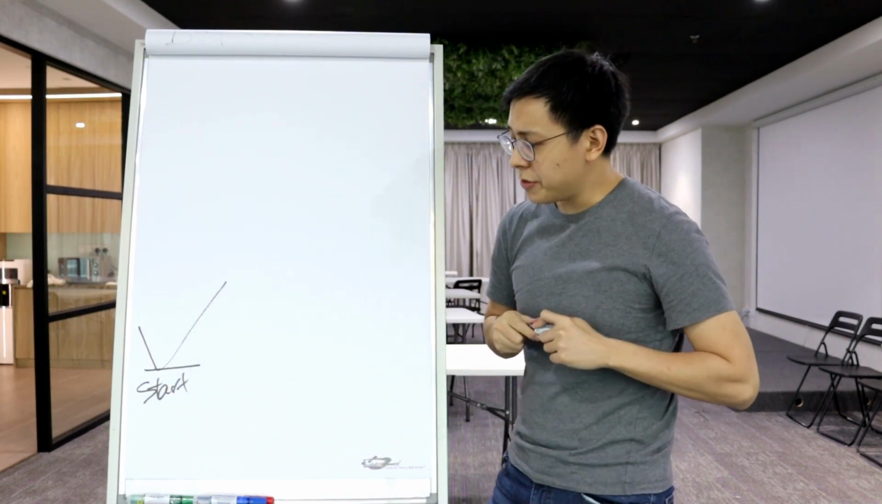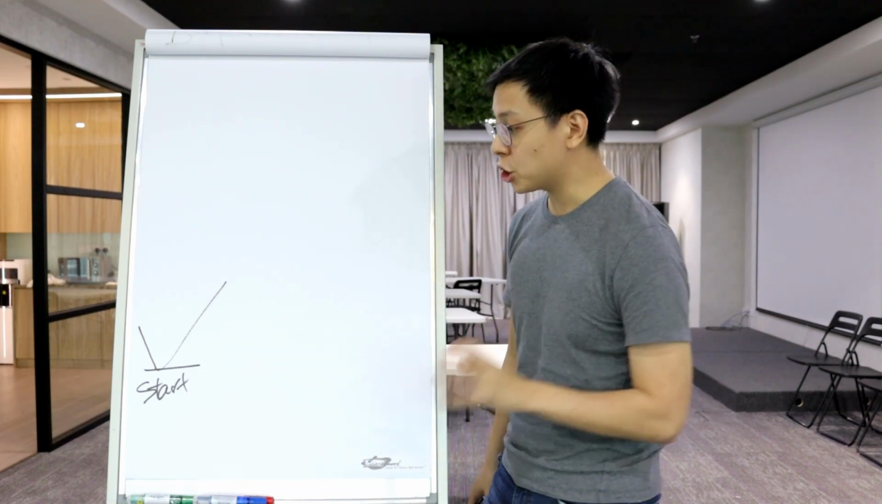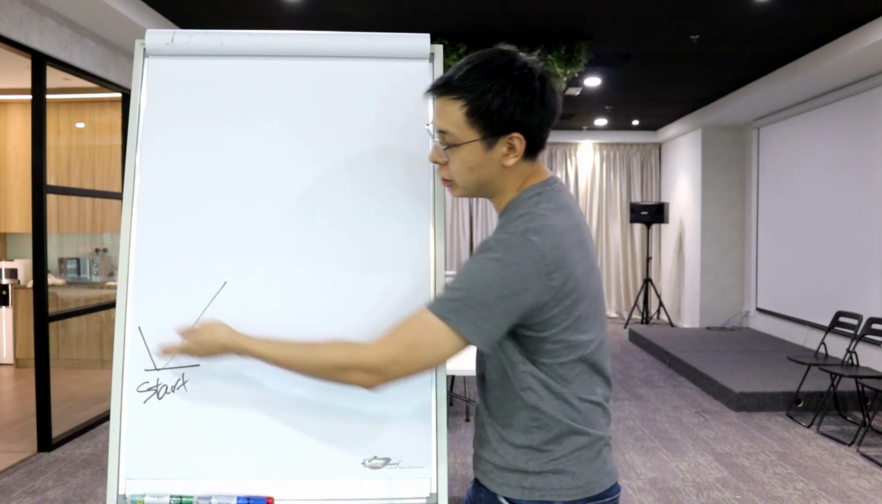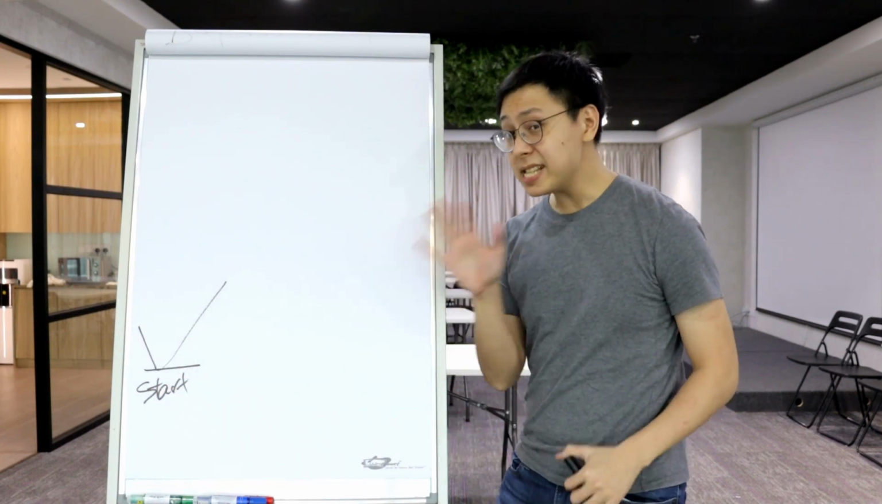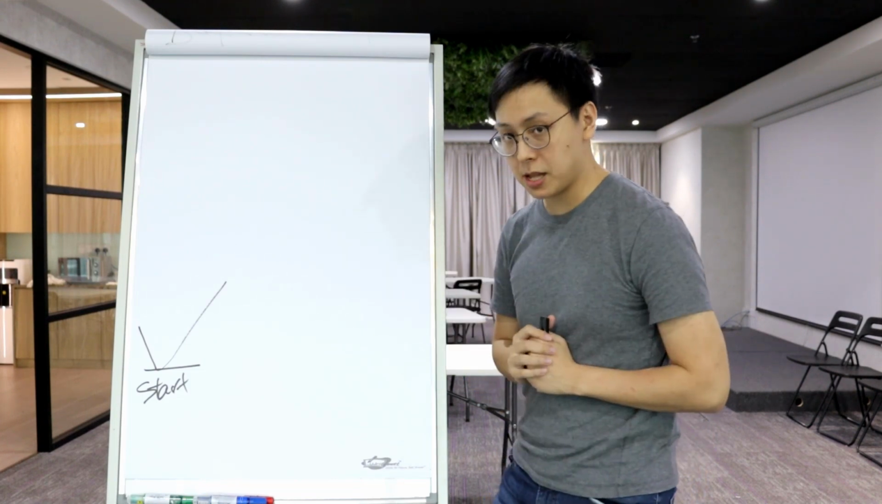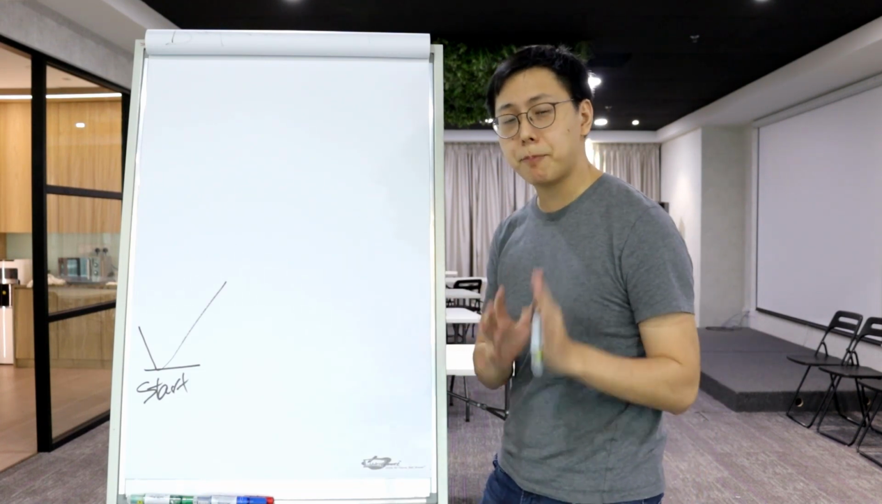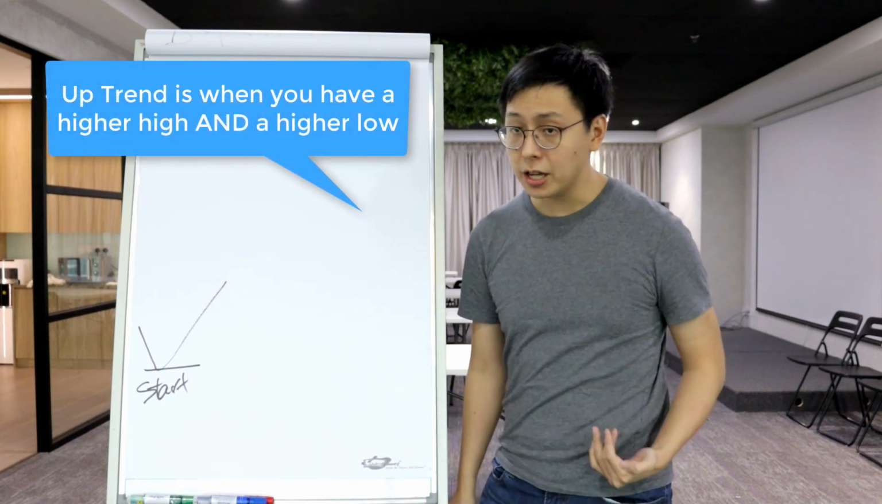Now when you look at the chart and all you have in terms of data and information is this, you only saw that previously it was coming down and it starts to bounce back up. This itself is not yet an uptrend. An uptrend is not established, because what is an uptrend? By definition, an uptrend is where you have a higher high and a higher low.